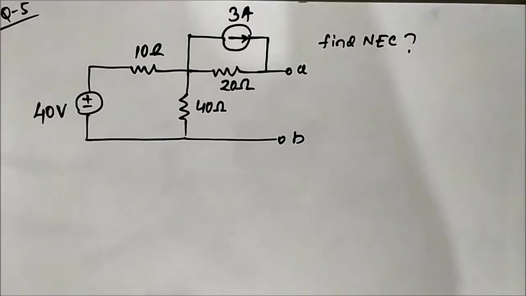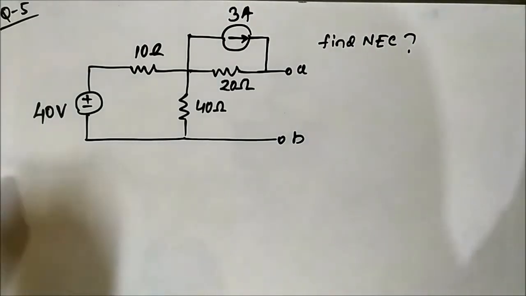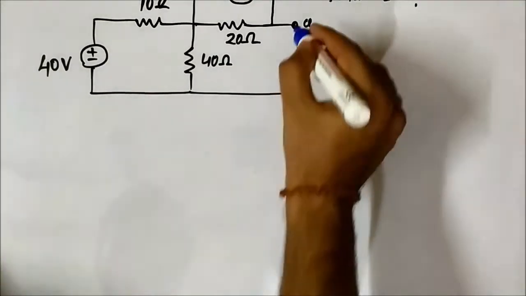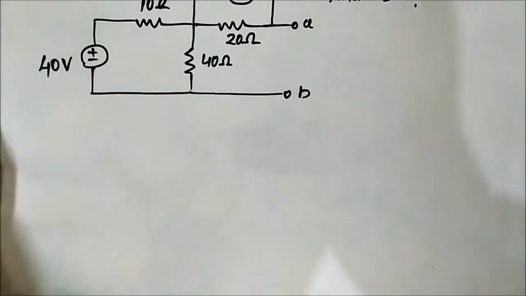Hello friends, so this is the fifth question related to application of Norton's theorem. Here we have this circuit and we have to find the Norton equivalent circuit. First we'll find the Norton current. For that we'll redraw the circuit, short circuiting these two terminals.